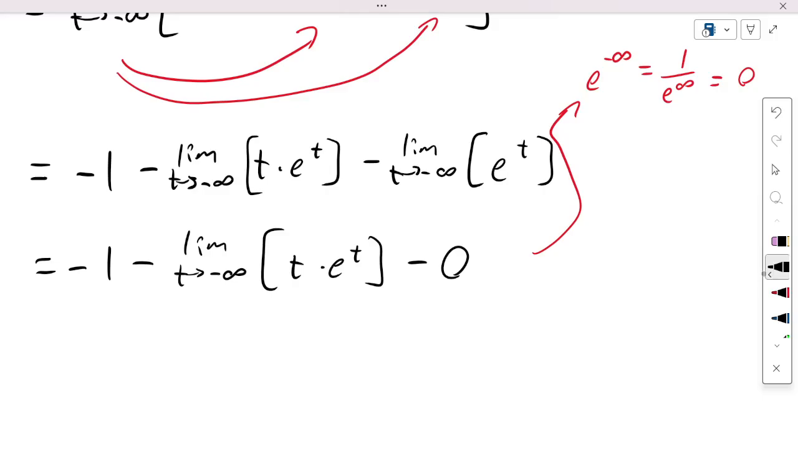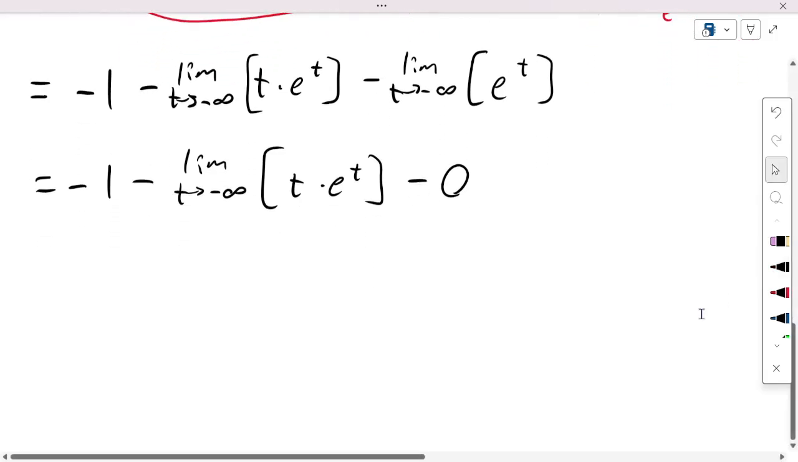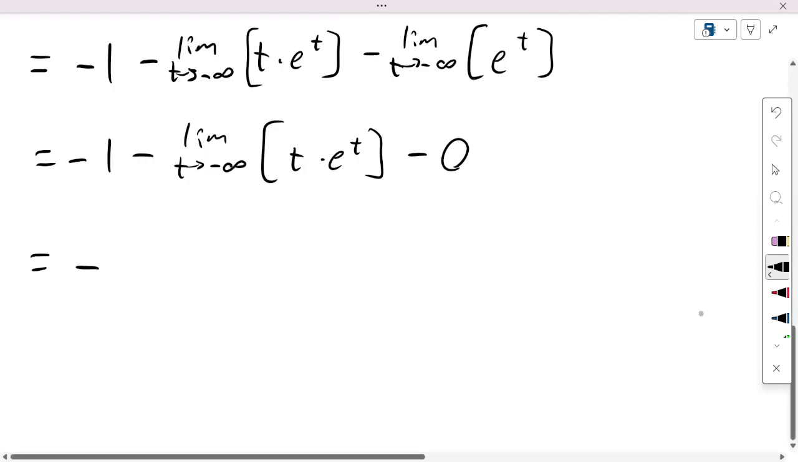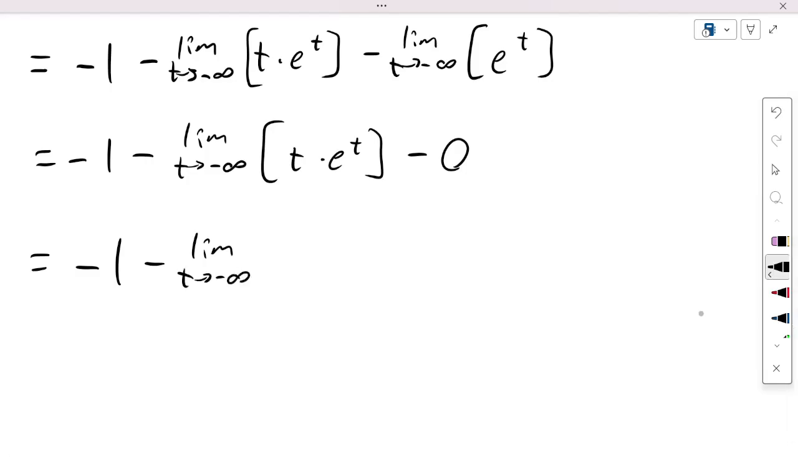Okay, now that you've taken all of that in, we can do the following. I'm not going to get rid of this, I'm just going to rewrite this now. It's -1 minus the limit as t approaches -infinity of t multiplied by e to the t.